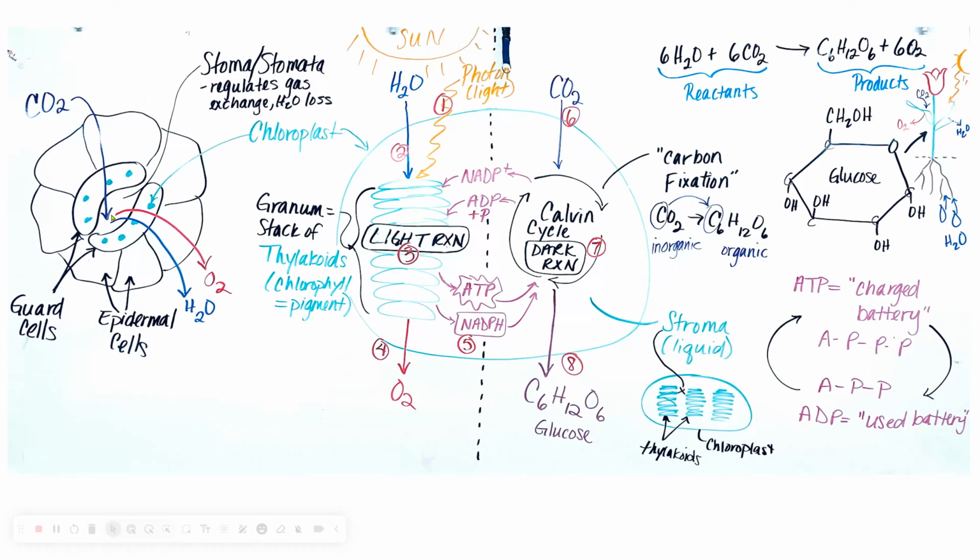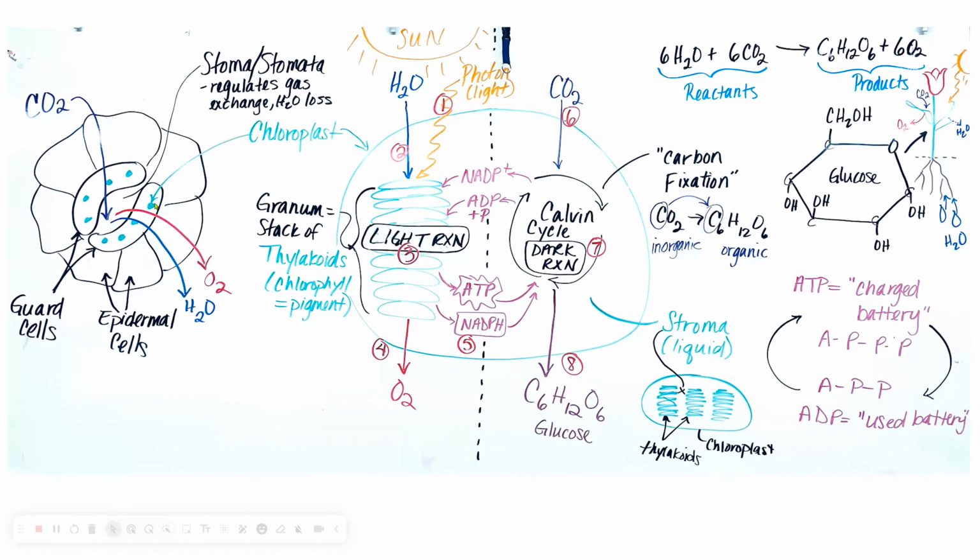This opening is called a stomata or stoma, and this is where gas exchange is regulated for plants. They also tend to lose water here. We call that transpiration. In terms of photosynthesis, through the stomata is where carbon dioxide will enter and oxygen will leave, as the reactant of CO2 comes in and the product of O2 leaves.